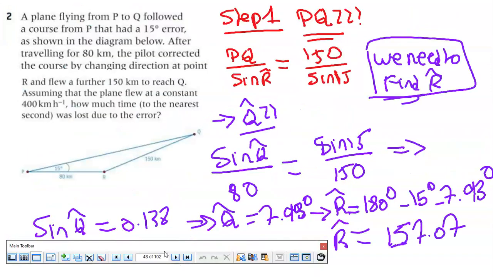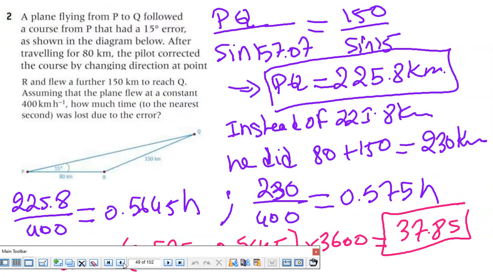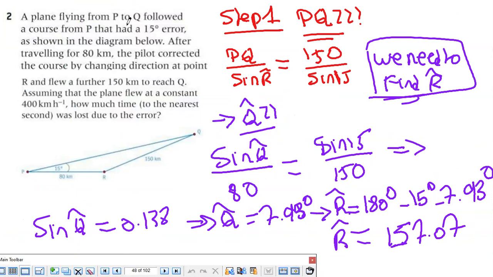Now, another example, before moving to the example that I said before. Here, a plane is flying from P to Q. So I have a plane that needs to go like this directly. But something happened to this plane. It followed a course from P that had a 15-degree error. So instead of going like this, the airplane went like this, and then it tried to fix its way, and then it went directly again to Q. So after traveling for 80 kilometers, the pilot corrected the course by changing direction at point R, and flew a further 150 kilometers to reach Q.